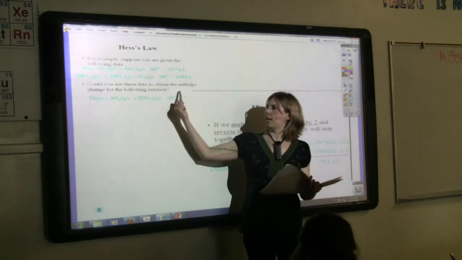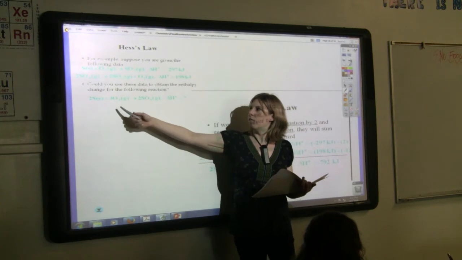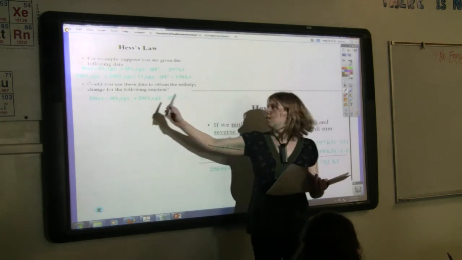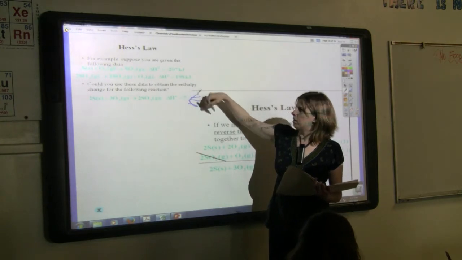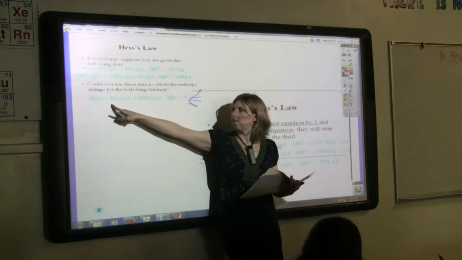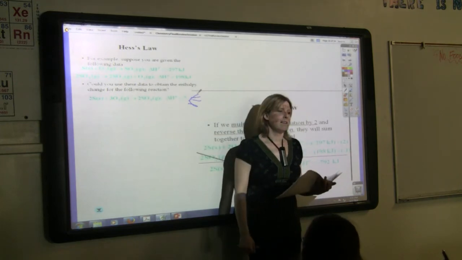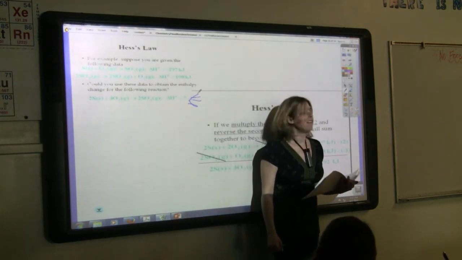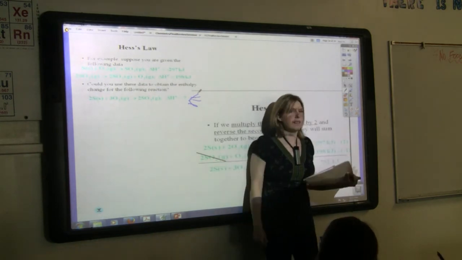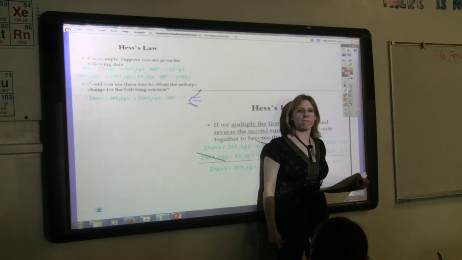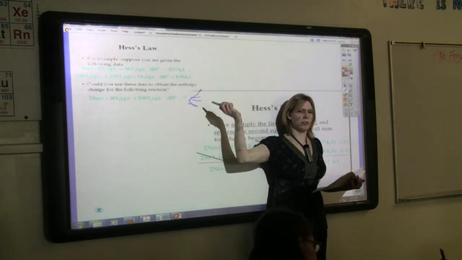Can we use this data to find the delta H or the enthalpy change for this target reaction? So this is the reaction they care about: 2S solid plus 3O2 gives us 2SO3. So why don't you go ahead and see if you can figure that out, and I'm going to try to block this one. So it's like the one we looked at on the previous slide.